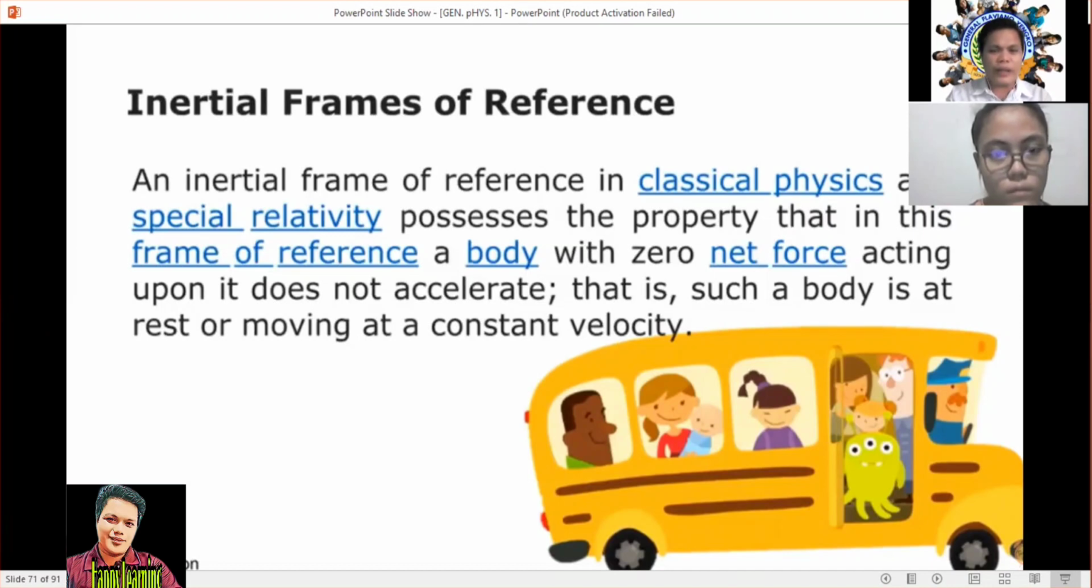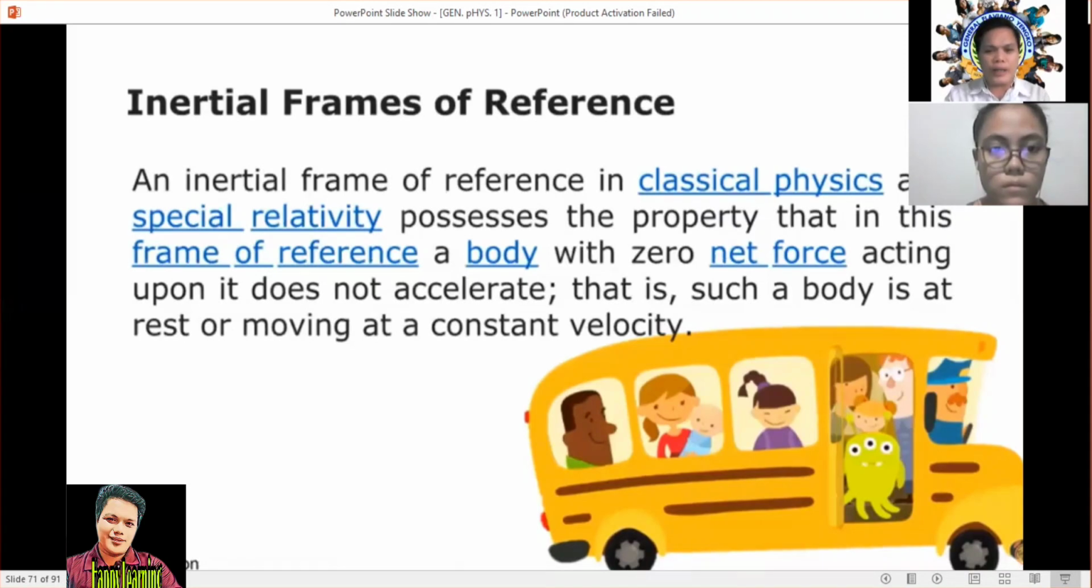Walang net force. Ano ba yung net force? Ano ba yung force? A force is defined as push or pull. So when we say inertial frame of reference, there's no force acting on it to accelerate. So that is inertial frame of reference.